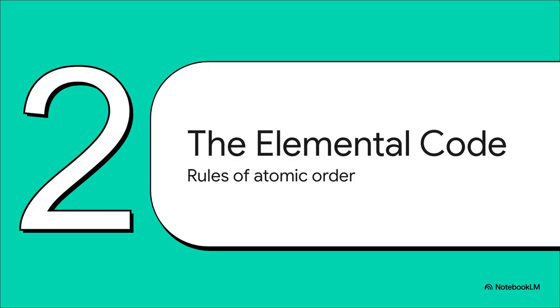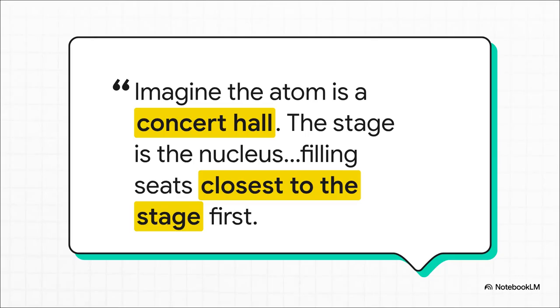Section 2, the elemental code. You're about to learn the surprisingly simple rules that tell every single atom in the universe how to organize itself. To really get this, let's use a great analogy. Picture an atom like it's a giant concert hall. The nucleus, with its positive charge, that's the stage. That's the main event. The electrons, they're the audience.